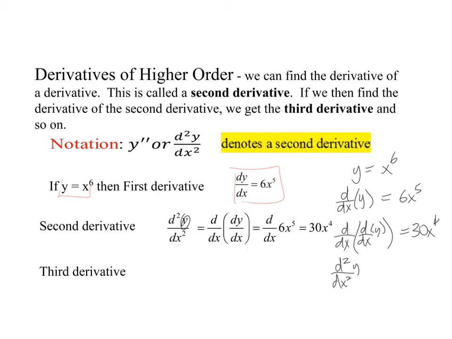After that, we'd be able to keep on going. Our third derivative would be d cubed y over dx cubed. We do it again, so bring the 4 down, 4 times 30 is 120, x to the 3. So how to do the second derivatives and third derivatives is usually quite simple.